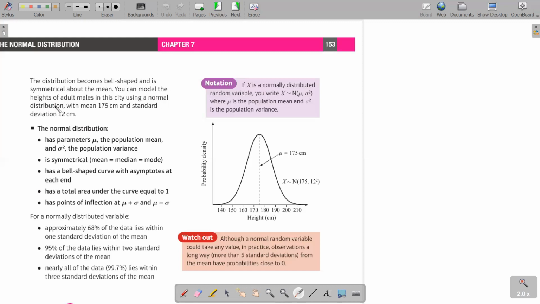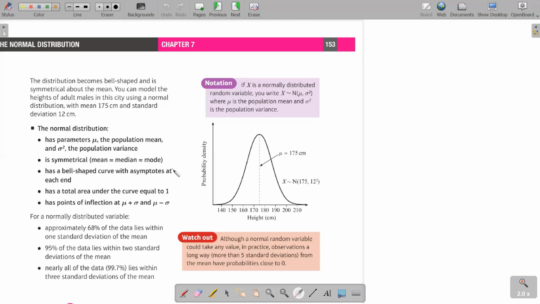So you can model the height of adult males in this city using a normal distribution. As I told you previously, for example, they've taken the height here, and you can see most of the people are closer to the mean height. You have very few people who are extremely short and few who are extremely tall. Most of the data points are centered around the mean. They are saying that to be a normal distribution, the data must be symmetric. Symmetric means you have 50% of the data before the mean and another 50% after the mean. Are you with me?